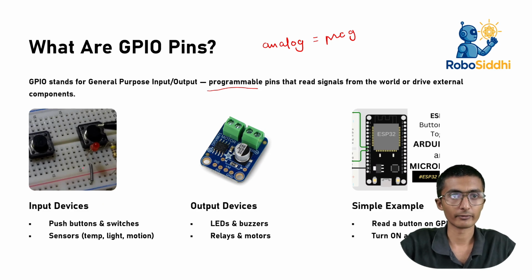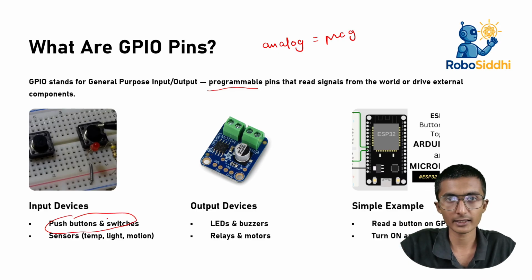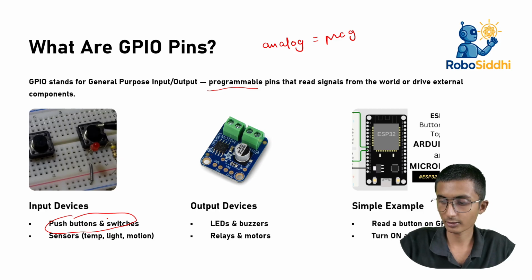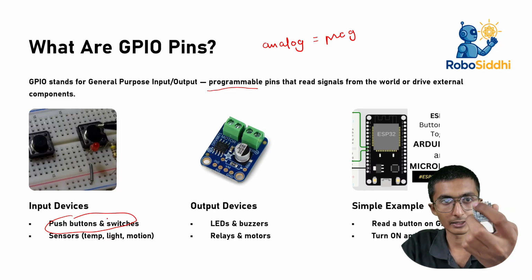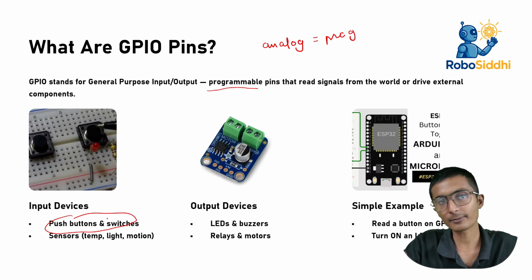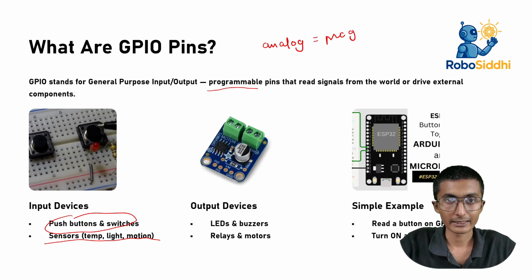Then input devices. We can connect so many input devices, just like push buttons, right? Then switches. There are switches in your home. Just like that, we have push buttons and switches. If you have seen, let's talk about these buttons. These are tactile buttons, right? The same are available on this ESP32 board. So they are push buttons or tactile buttons. Then we can connect sensors as well. We can measure temperature, temp stands for temperature. Then light, we can measure light. We can detect motion. So that's how the input components are there.